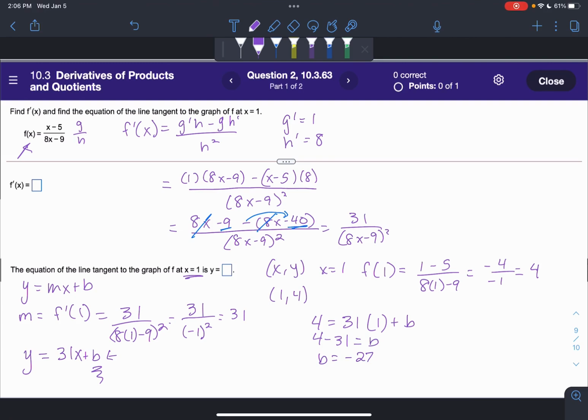And the very, very last step, don't forget to do it, is answer the question. y equals 31x minus 27. And it's minus because our y-intercept was negative. All right. And remember when putting it into MyLab, since it says y equals, all you have to put is the 31x minus 27.